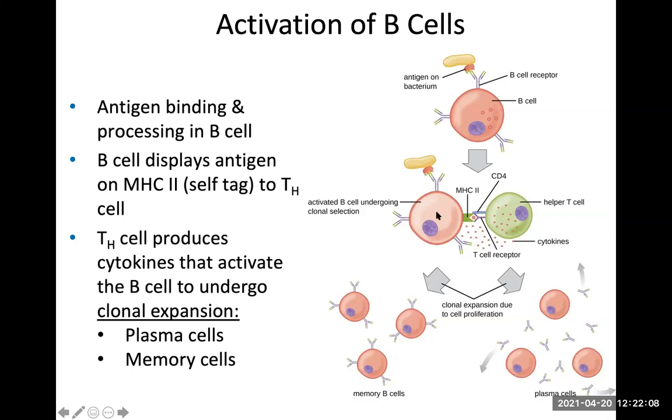So in order for the B cell to undergo clonal expansion, the helper T cell has to release cytokines in order for it to be able to do this part. Okay. And so I wrote that over here. All right.